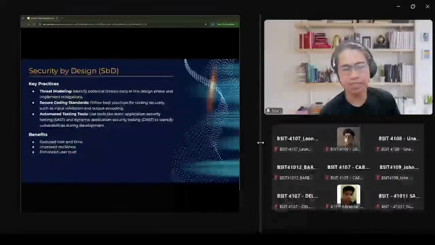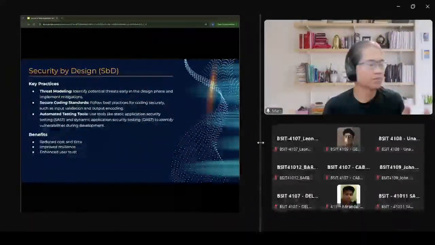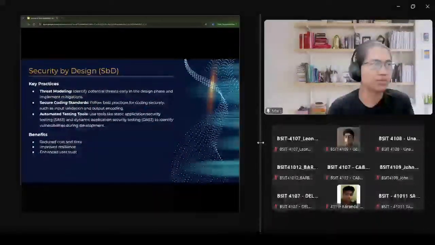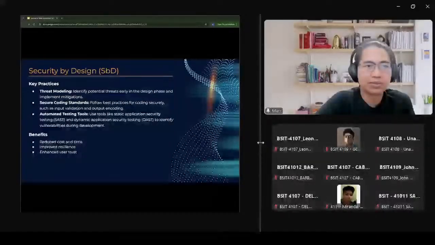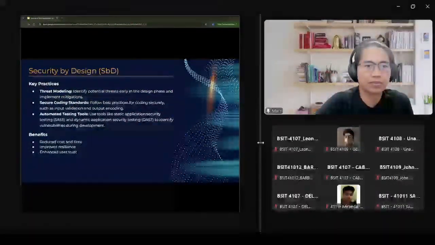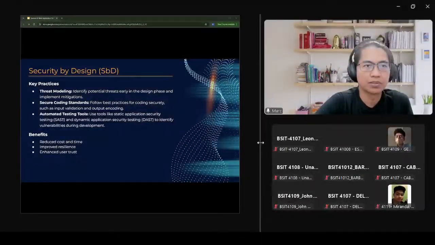Okay, that's SBD. Any questions or clarifications before we move on to web application firewalls, or WAFs? None.